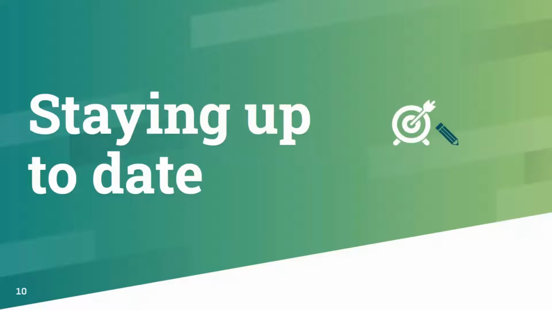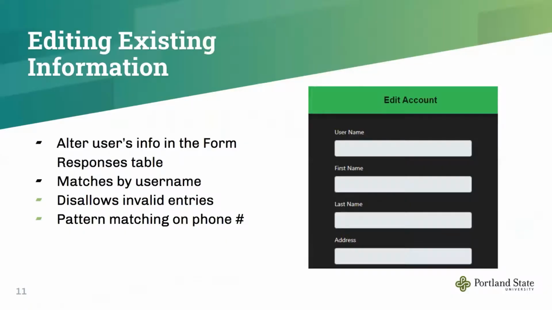Another feature that we implemented as a part of this was the ability to keep information up to date. The primary way that we decided to tackle this was allowing users to edit their own contact information as needed. The users can alter their information in the form responses table in Airtable by using our UI. It matches by username and it disallows invalid entries with specialized error codes, and it also allows for pattern matching on phone numbers, so that it accepts a wide variety of ways that someone may try to enter their phone number. And for giving back to the community, I'm going to pass it off to Sam.